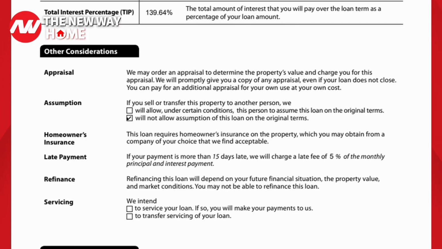Now, under the section where it says other considerations, I was talking about how they took a bunch of other disclosures that I'm sure were very important and they crammed them into these little tiny sentences on the bottom of page 3 because they were so important. Stuff like, you'll get a copy of the appraisal. Is the loan assumable or not? Which I've got a great video about loan assumptions. Homeowners insurance, late payments, refinancing, servicing. All those little disclosures in there, which at the end of the day, although everything's important, the meat and potatoes is page 1 and 2.